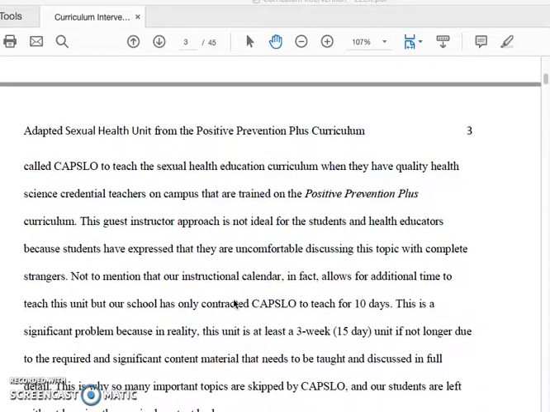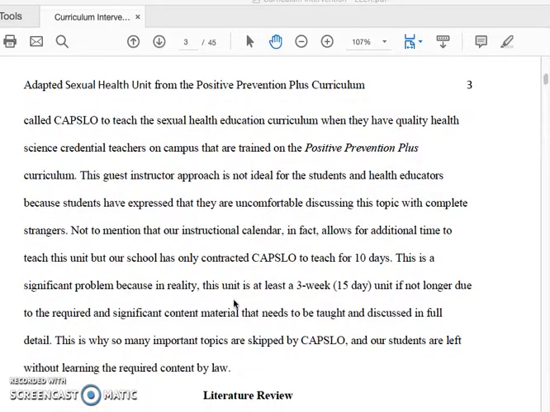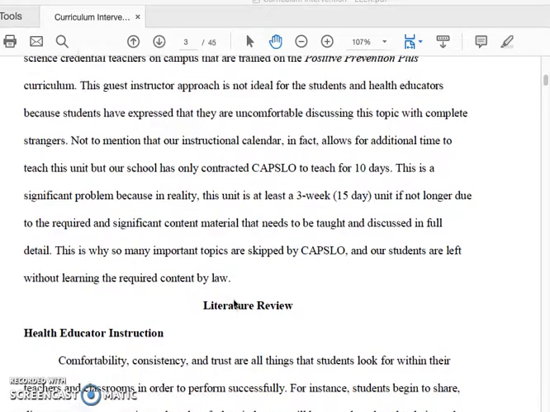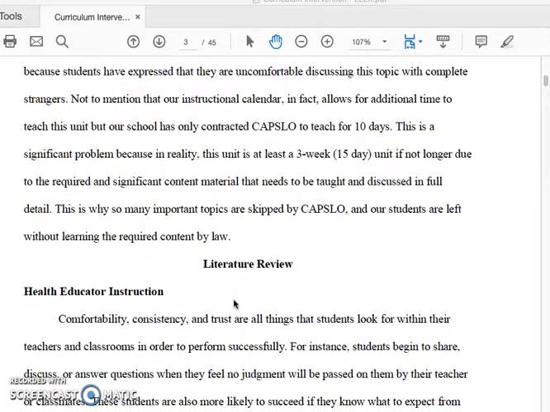I'm also discussing how this unit is taught over 10 days when actually it should be at least 15 due to all the required content that's supposed to be in there.